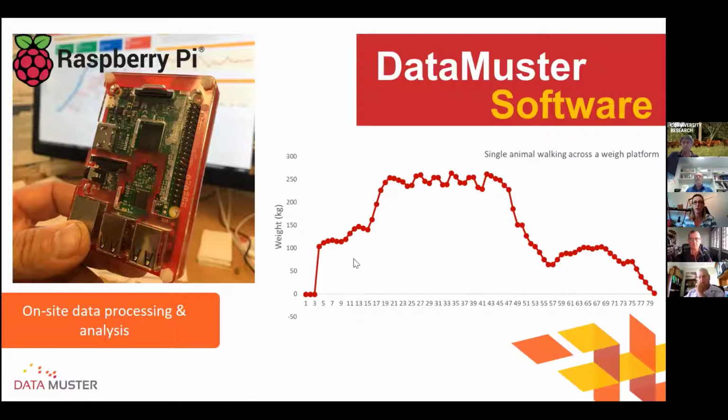Roughly points 4 to 19 is the animal stepping onto the platform. Points 21 to 47 is the animal completely on the platform. And then points 47 onwards is the animal stepping off the platform. An algorithm runs on the Raspberry Pi to analyse the raw data in real time and automatically generate a single representative weight ready for transmission.